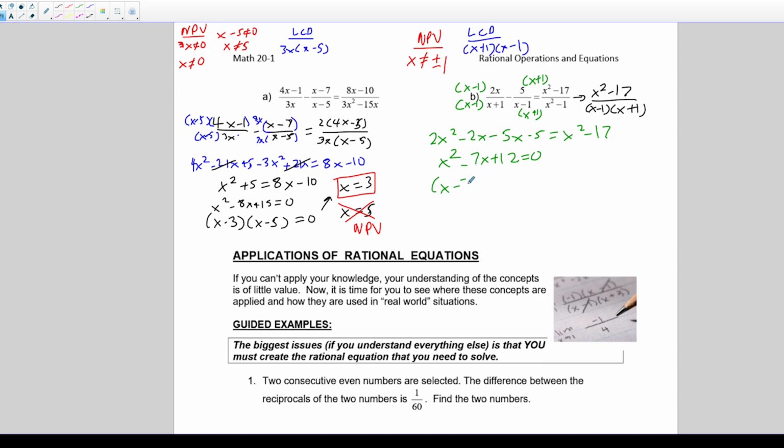And I end up factoring this as x minus 3 times x minus 4 is equal to 0. So I'll end up with two answers. x is equal to 3 and x is equal to 4. And both of these should work out once we verify our answers here.